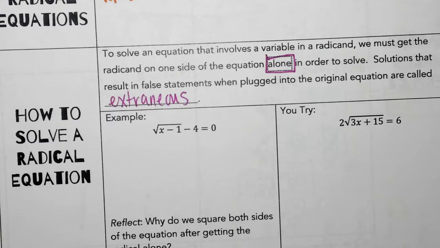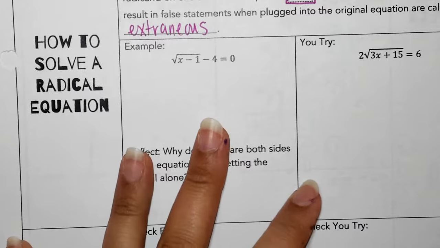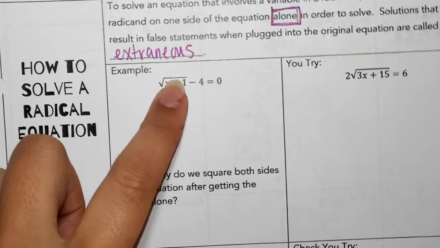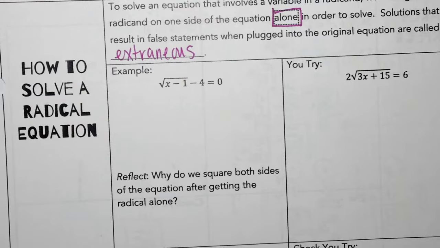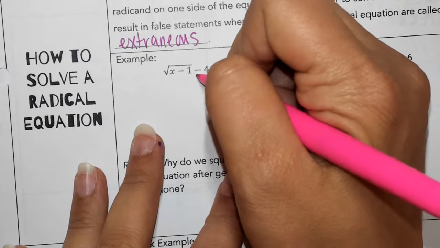Is everybody ready? Yes, ma'am. Alright, so let's look at our first example. The first thing you do is you have to get the radical by itself. So that means we need to move this minus 4. How would we move this minus 4? Add 4 to both sides. Yes.